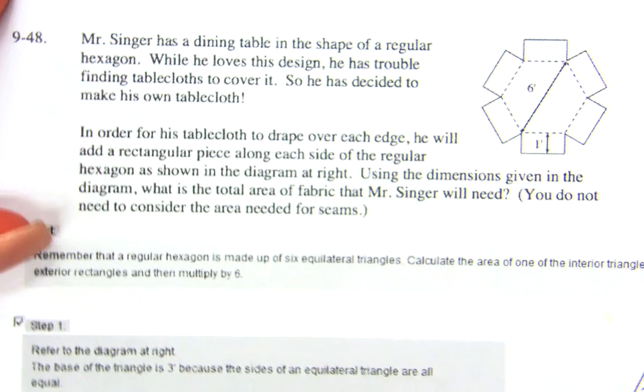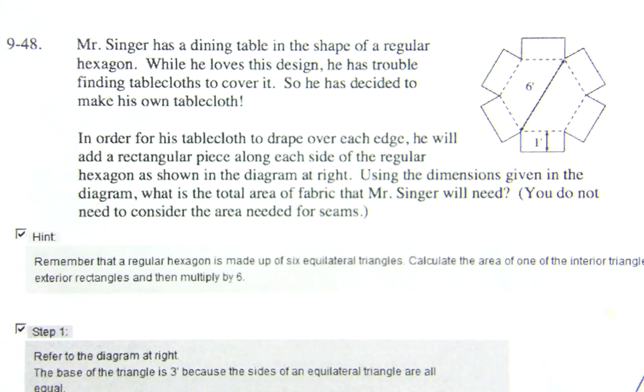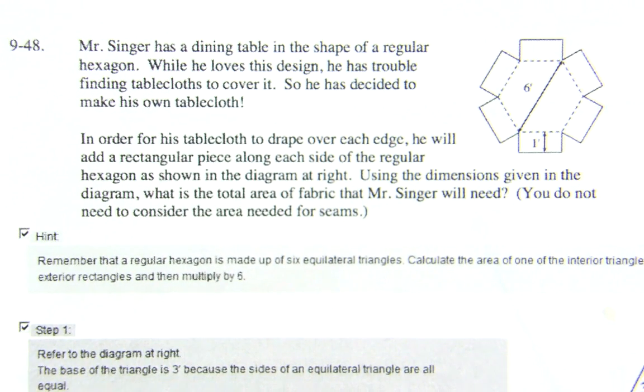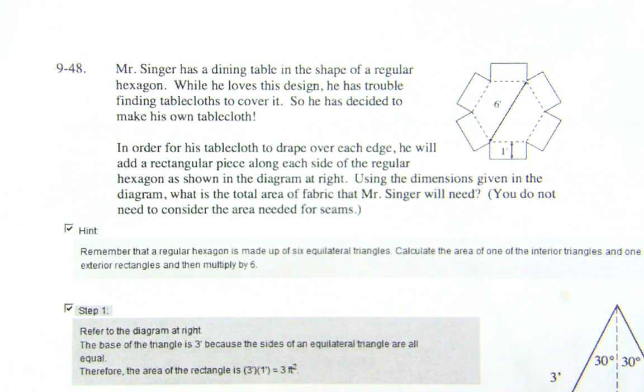Okay, 48. Mr. Singer has a dining room table in the shape of a regular hexagon, because obviously Mr. Singer is a math teacher and he's just in love with stuff that is polygonal in shape. And while he loves his design, he has trouble finding tablecloths. No joke. To cover it, so he has decided to make his own.